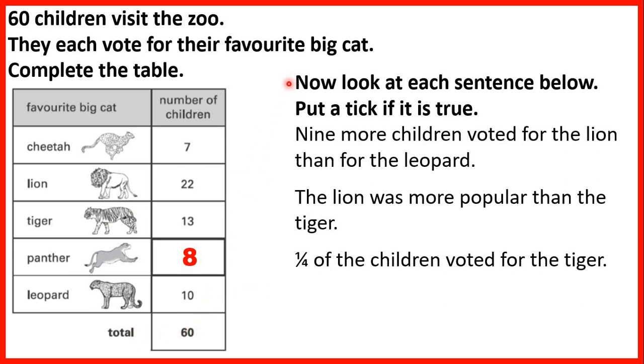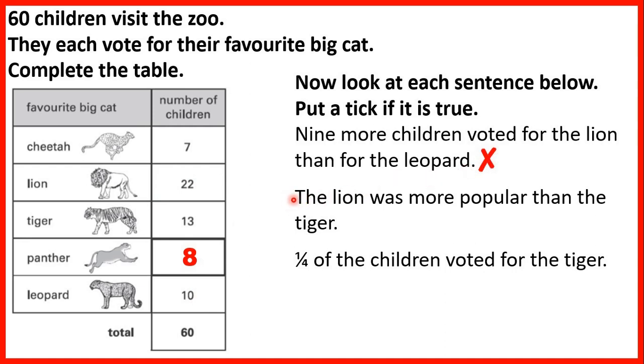Now look at each sentence below. Put a tick if it is true. 9 more children voted for the lion than for the leopard. So if we look at the leopard, we can see that 10 children voted for the leopard, and 9 more than 10 is 19. But if we look at the lion, 22 children voted for the lion, and 22 is not 9 more than 10, it's 12 more than 10. So this statement is not true.